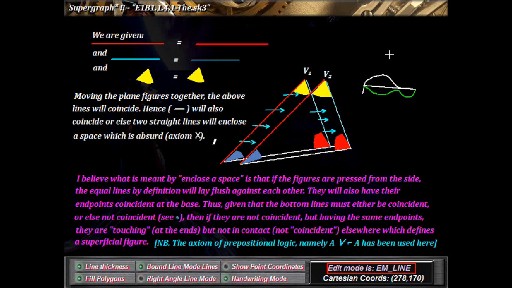And one of the axioms, axiom 10, says that two straight lines cannot enclose a space, right? But we've just shown that since they're not coincident, they must enclose a space. That's the meaning of not touching, and that's an absurdity and contradicts axiom 10. So therefore, they must be coincident.